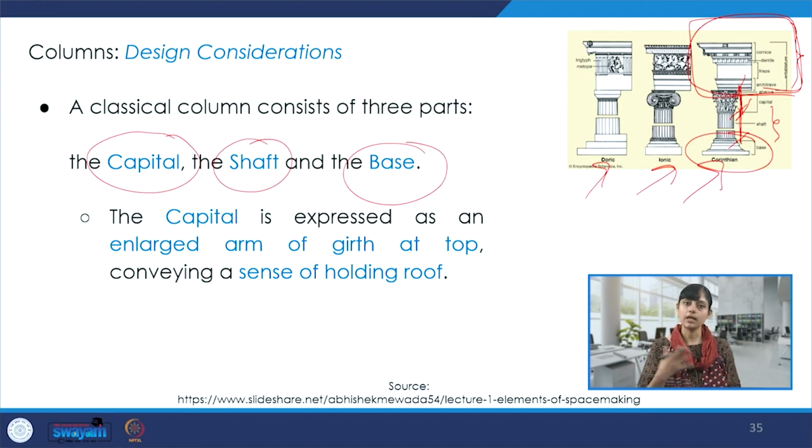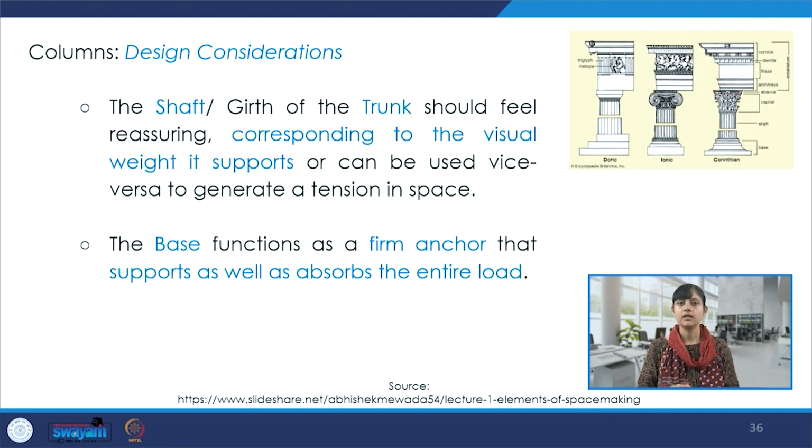So essentially a capital, shaft and base. If we look at the capital, it is like an enlarged arm of girth at top, and it gives a sense as if it is holding the roof. And the shaft is basically this sort of a trunk area over here, and it corresponds to the visual weight and supports that weight. Now base is the firm anchor that we see, and it supports as well as absorbs the entire load.